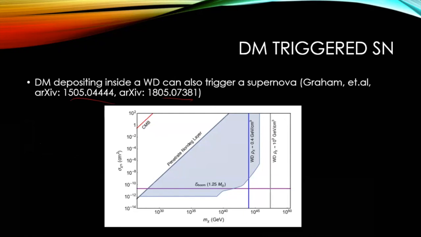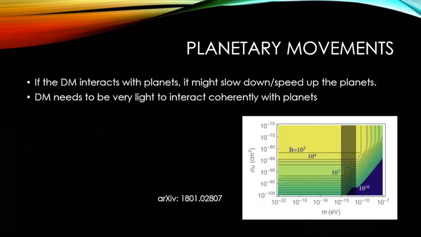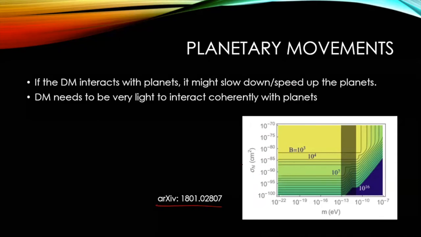Then they can look at supernova out there. They can put some bounds on dark matter. Another one, if you have a very light dark matter, it might affect, slow down or speed up planets in our solar system. So this guy points out, it could put some bound on the dark matter cross section. This is the very light dark matter. Look at this eV, 10 to the -22 is the lower bound, right? You could also do that. So from the planetary movements, with different sets of assumptions, you can also put some bounds on dark matter mass.